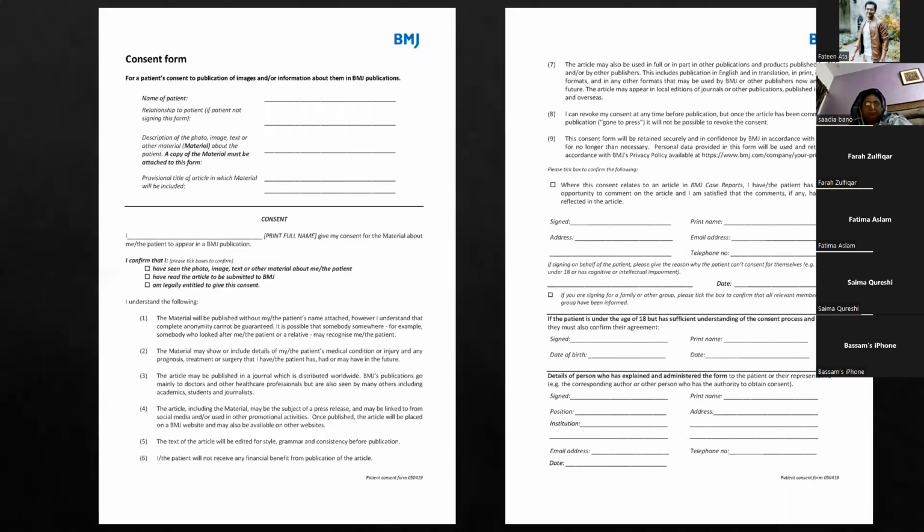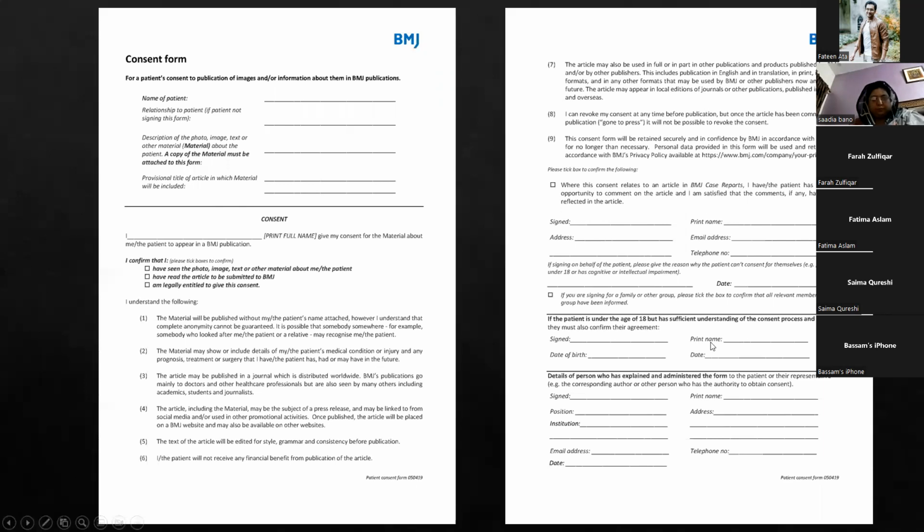So about the consent form, where to get it from: you can usually get consent forms from different medical journals. I usually use the BMJ, British Medical Journal's, consent form. It is not necessary to use the consent form from the journal that you're going to publish in. You can use any one of them.